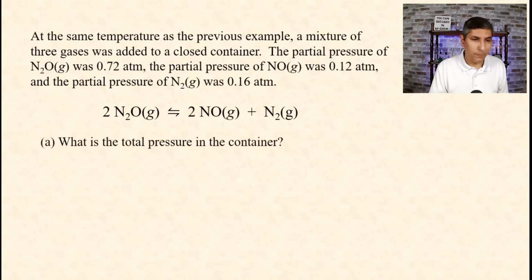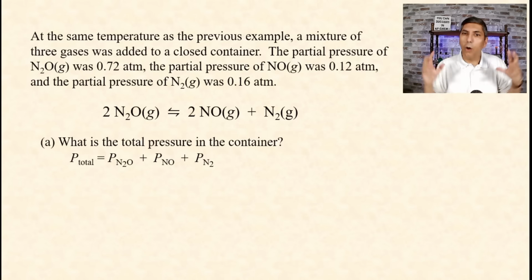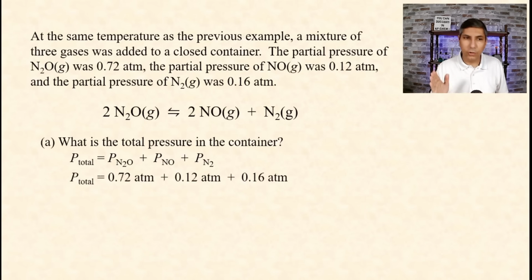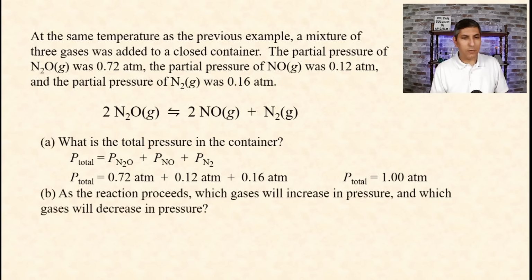We have the same equation. Part A says, what is the total pressure in the container? Well, once again, the total pressure is just the sum of all the individual partial pressures. We just add those 3 together, 0.72 plus 0.12 plus 0.16 atmospheres, and the answer is about 1.00 atmosphere. That's our total pressure. Now part B says, as the reaction proceeds, which gases will increase in pressure and which gases will decrease in pressure?